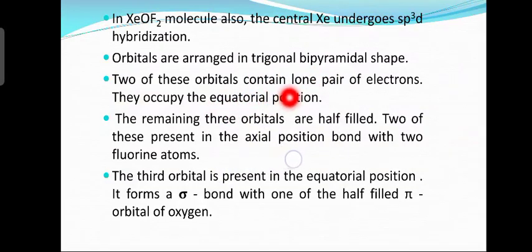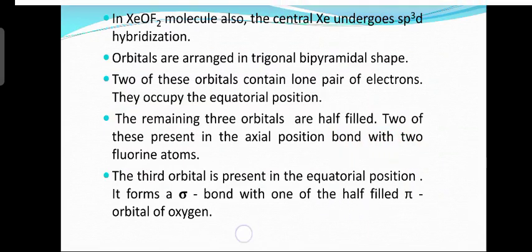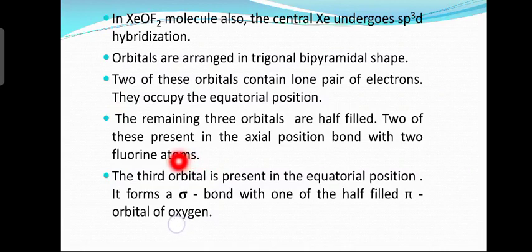Two of these orbitals contain lone pairs of electrons. You know that two orbitals contain lone pairs, therefore they occupy the equatorial position. The remaining 3 orbitals are half filled. Two of these, present in the axial positions, bond with the 2 fluorine atoms.